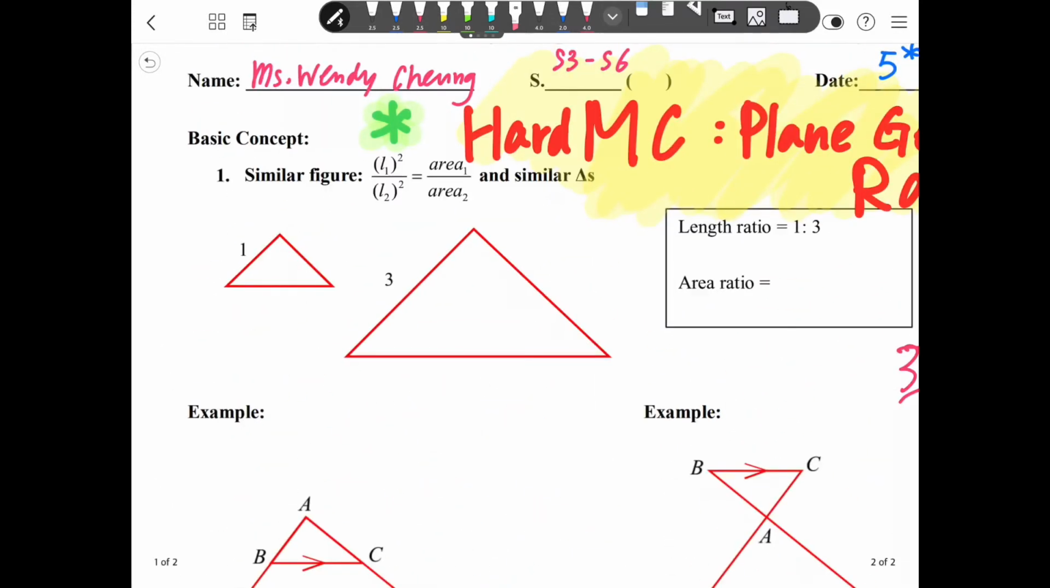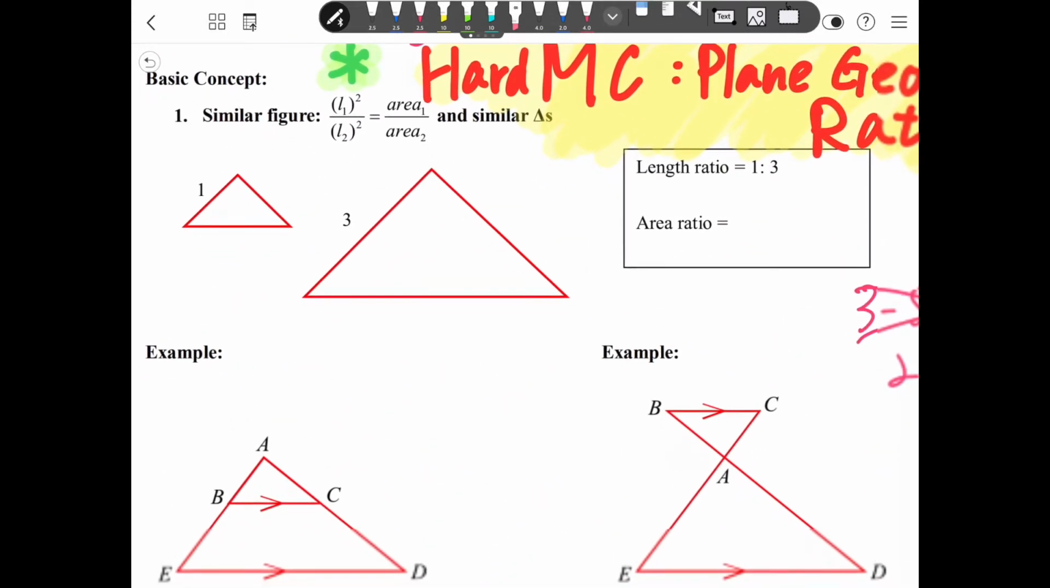Okay, if you can master the skills, similar problems for triangles are the same. If they are similar triangles, the area ratio would be length square to length square, which means area 1 to area 2. So we can see the length ratio is 1 to 3 originally, then at the end 1 to 3 square, which means 1 to 9.